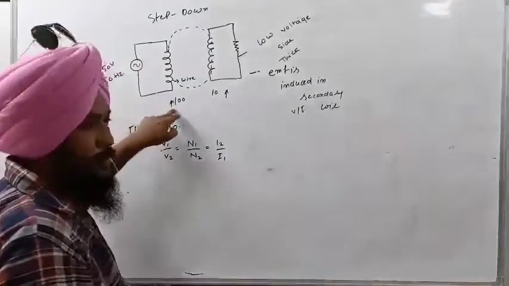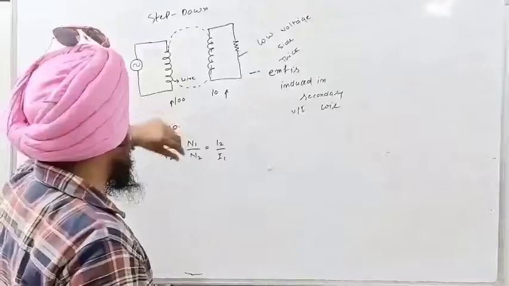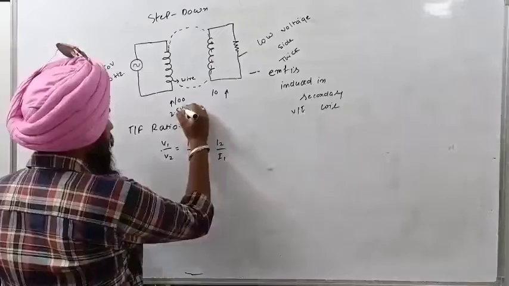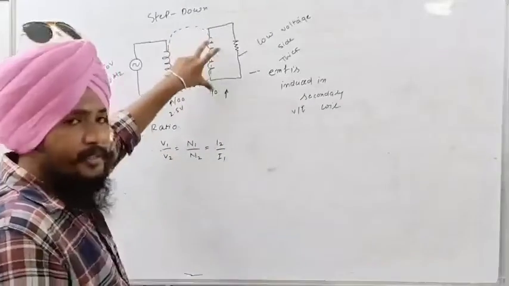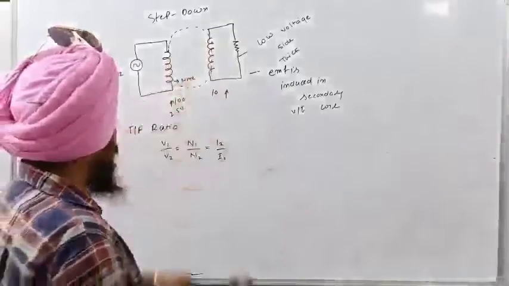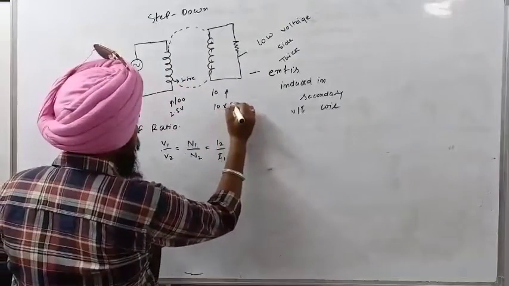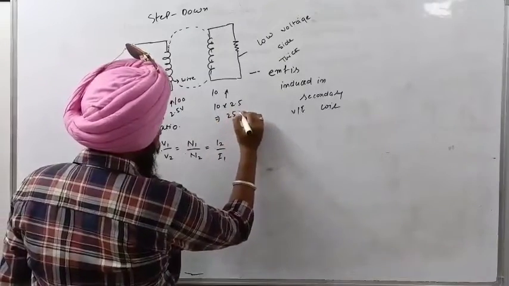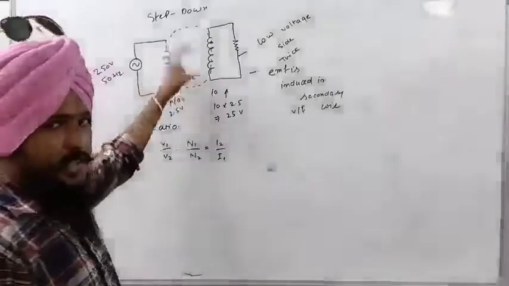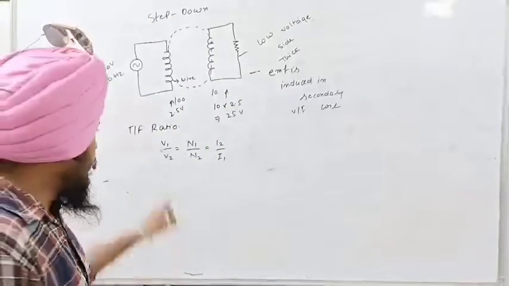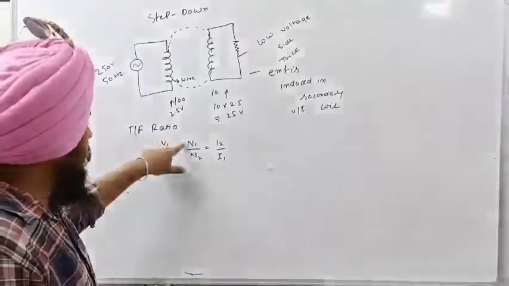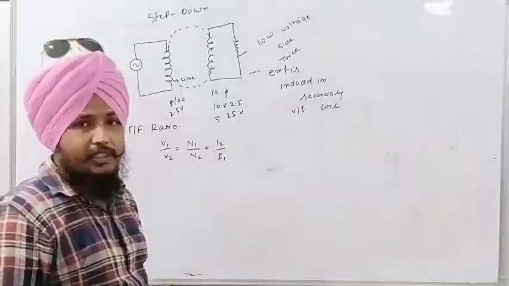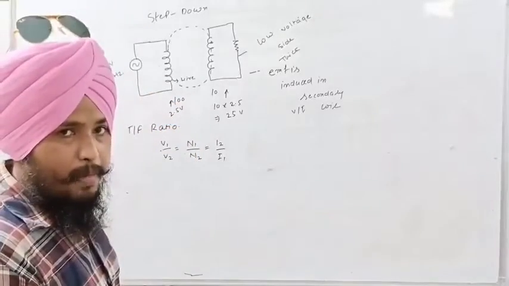Divide voltage by number of turns. How much voltage is across one turn? 2.5 volts. And the number of turns is 10. So the voltage will be 10 into 2.5 is equal to 25 volts. And our voltage is stepped down. Okay? V1 upon V2, N1 upon N2, I2 upon I1. The current is opposite in the case of the transformer ratio.